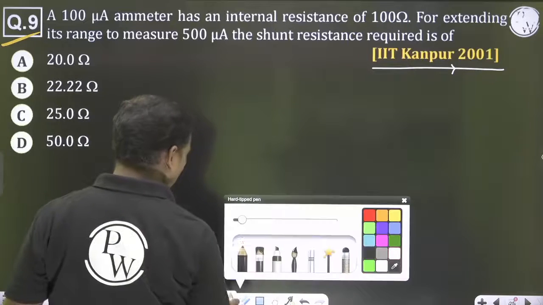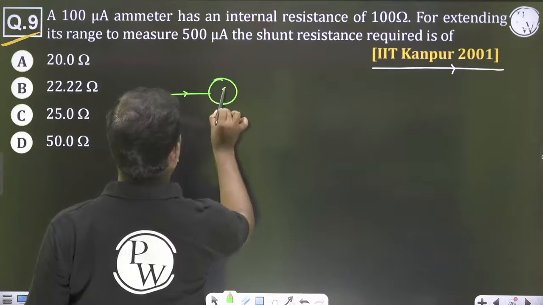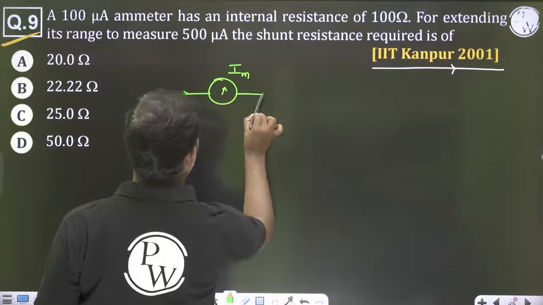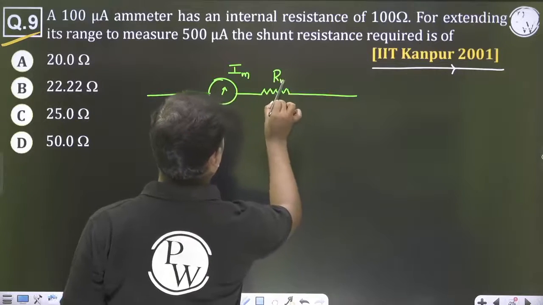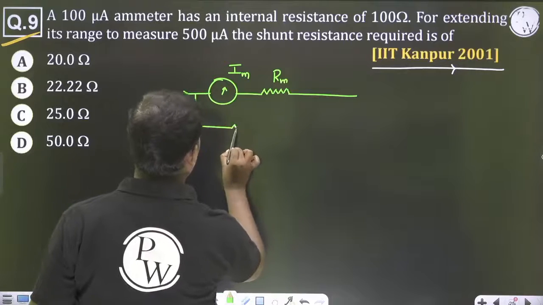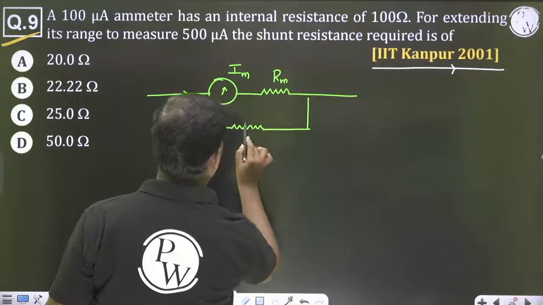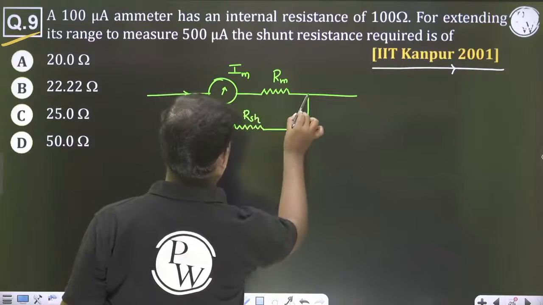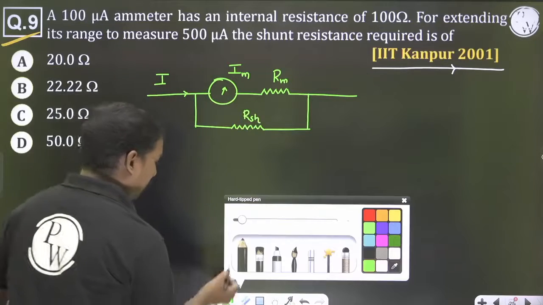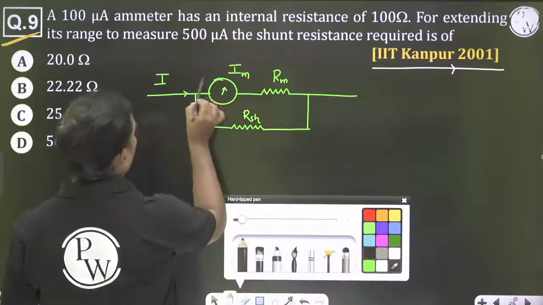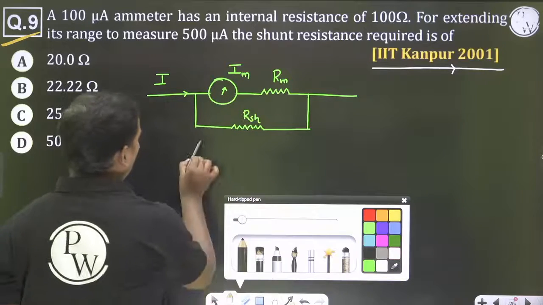So first let us draw. So this is our meter current Im. This is our Rm. And here comes the shunt resistance. So this is the I. What is the question asked? Check. So this is the diagram of PMMC as ammeter.